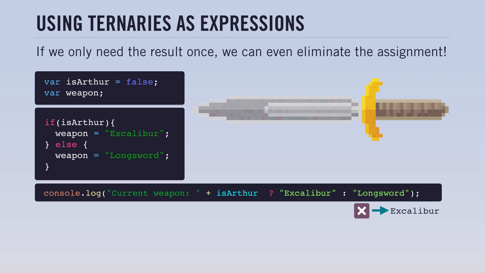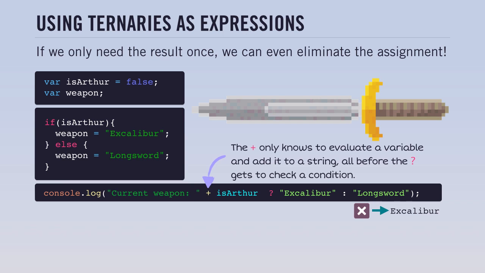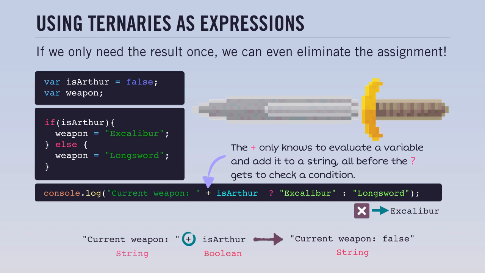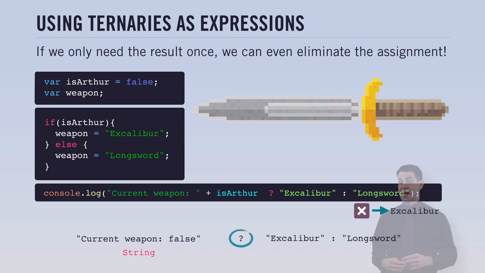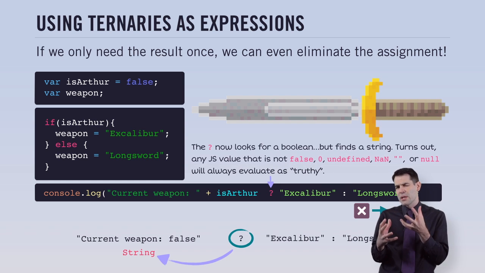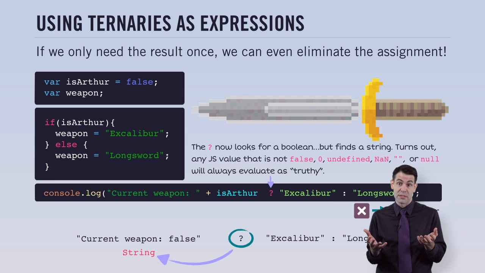Well, what happens here is the plus only knows how to evaluate a variable and add it to a string. And that's all going to happen before the question mark actually gets to check any condition at all. So what we got here is current weapon as a string being concatenated with is Arthur the Boolean before any kind of check happens. And that current weapon false is just a string. So now that question mark is looking for a Boolean, but it finds a string. So what does it do?